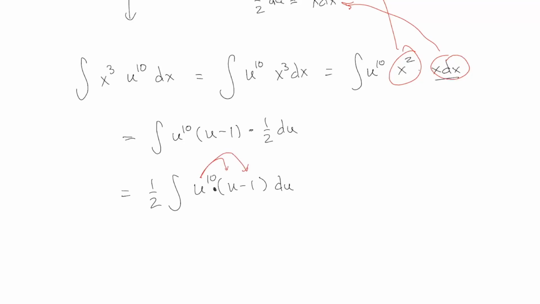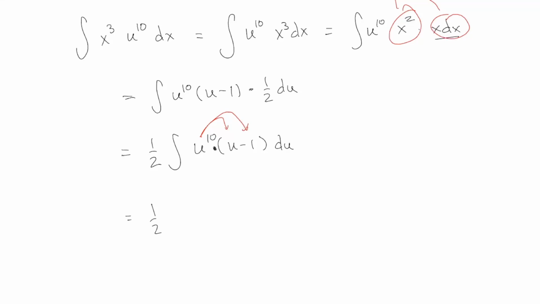So it becomes, oh, it's time to go. We're just about done here. u to the 10 times u is u to the 11. Sorry, integral. I'm not doing the integral yet. u to the 11 minus u to the 10 du, right? And now finally we can do the integration by changing the exponents. So it's 1/2 times 1 over 12 u to the 12 minus 1 over 11 u to the 11 plus c.